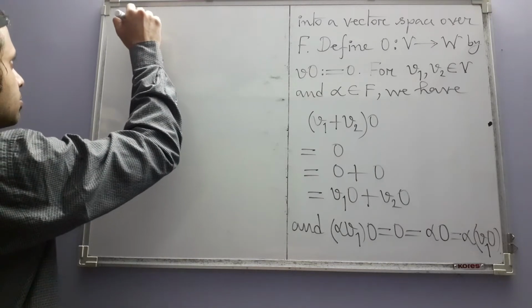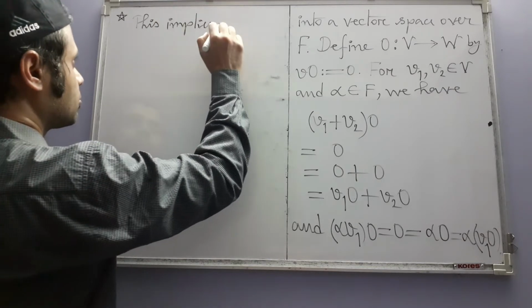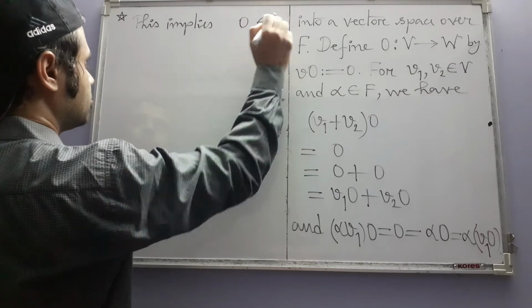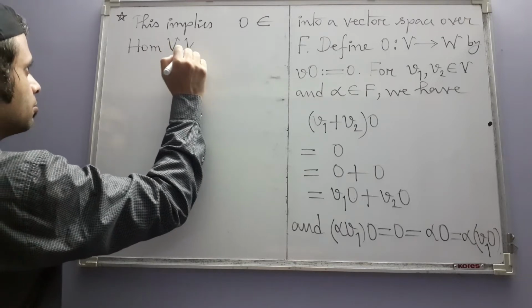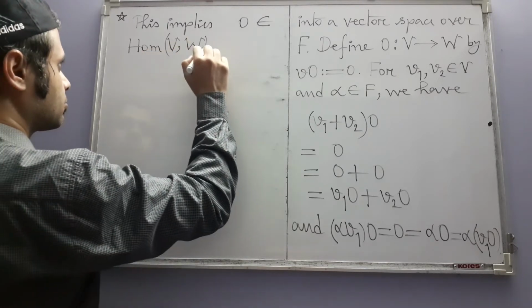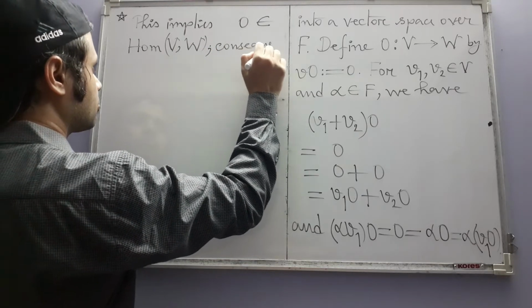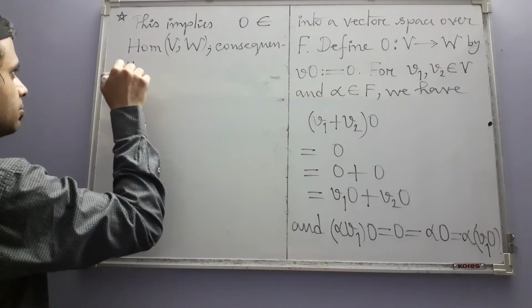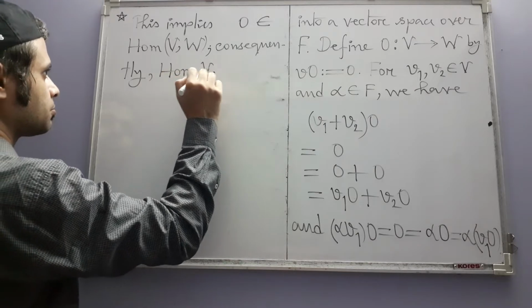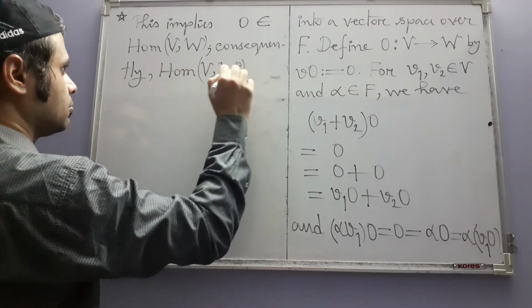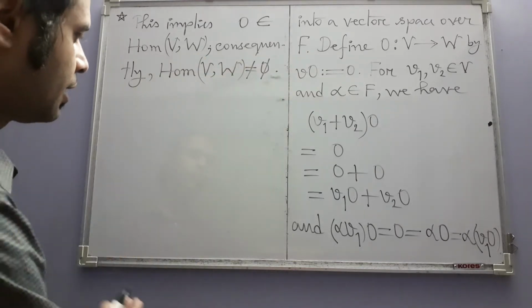This implies zero belongs to hom(V, W). Consequently, this is a non-empty set.